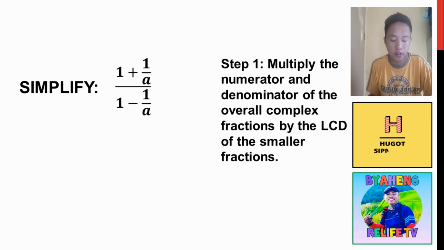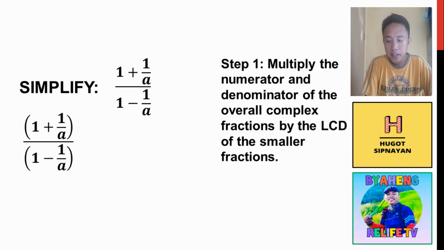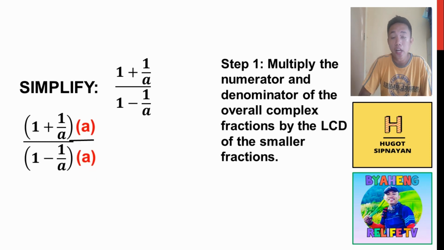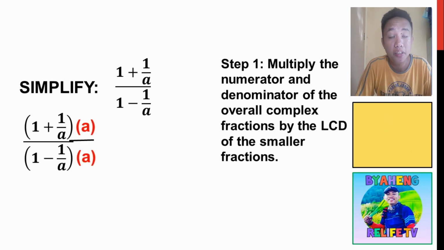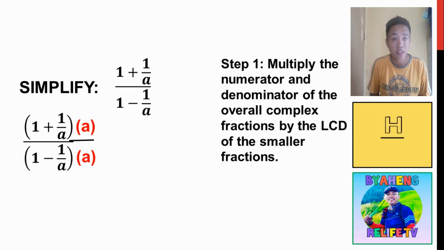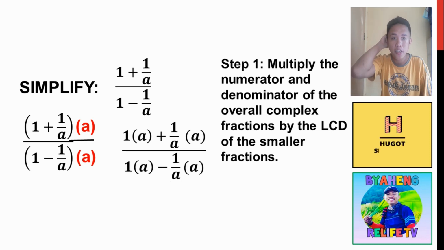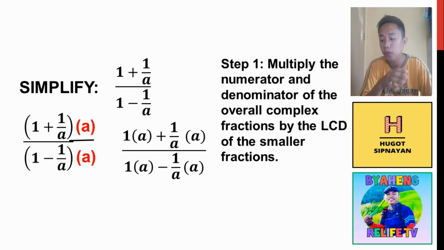If we're going to use the second step here, we have 1 plus 1 all over A, all over 1 minus 1 all over A. This is the same as earlier. Now, the LCD we got is A, since the denominator on top is A and the denominator at the bottom is A. Now, we multiply A to the whole equation. So, we distribute A here. 1 times A is A, that's why we have an A here. 1 all over A, that's why we have an A here. 1 times A is A. 1 all over A times A, that's why we have an A here.